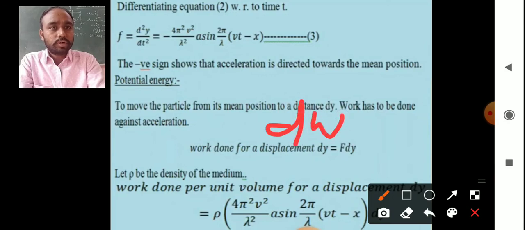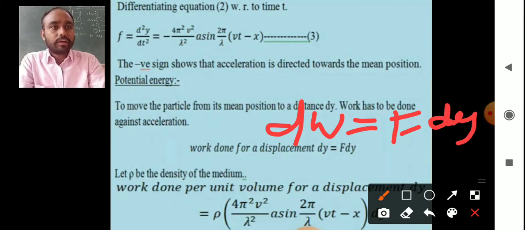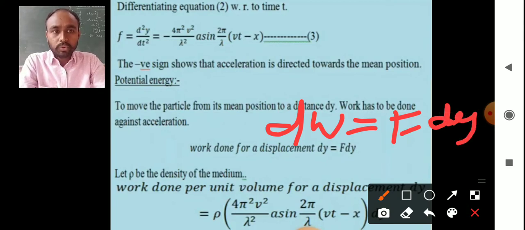dW is equal to F into dy. You can write the equation, dW is equal to F into dy. dW is the fractional work done, or the work done by the particle to have the displacement dy, and how much is the force required? This much is the force required, capital F. Don't write it as small f, because small f we have already used for the acceleration. So dW is equal to F into dy, you can write this, right?